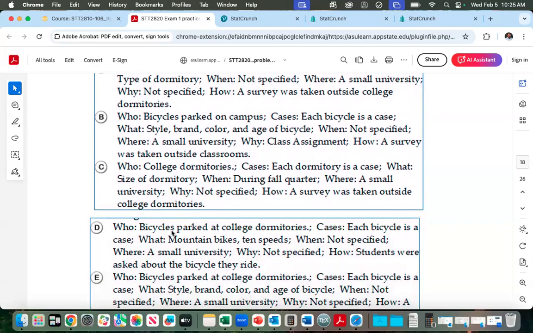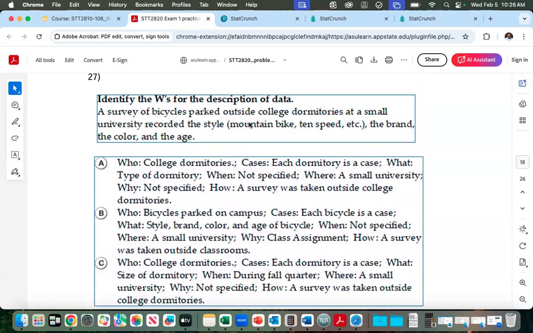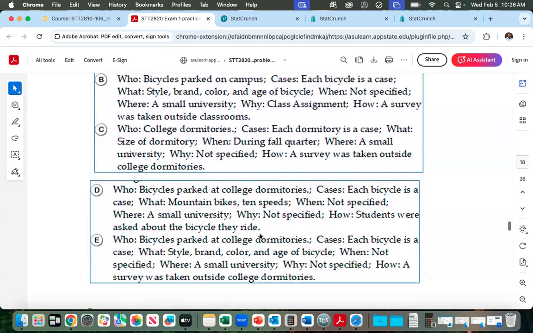Let's get to D. The D says what? The mountain bikes, 10 speeds. No, but what is it? The style, the brand, the color, and then the age. So you see that one is also out.